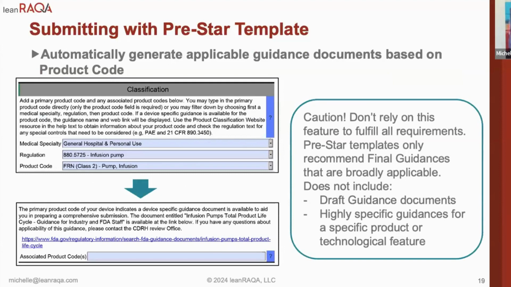So the FDA also automatically generates applicable guidance documents. Once you put in the classification information that you believe is pertinent to your device, say in this case, we have an infusion pump we want to ask about, well, then it will open up a new section and it says, hey, this product code has this product specific guidance document in it that you need to be aware of, that you will need to be able to answer questions about from a technological perspective.